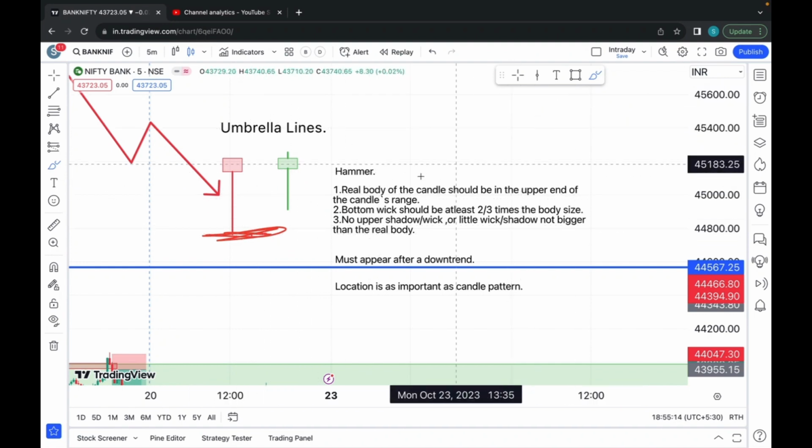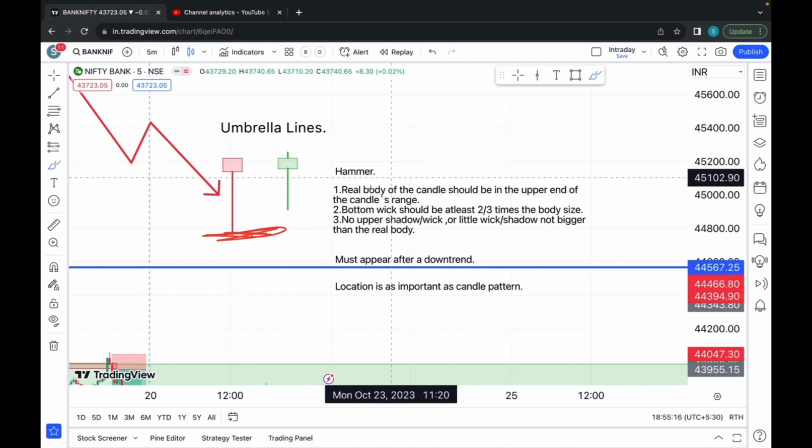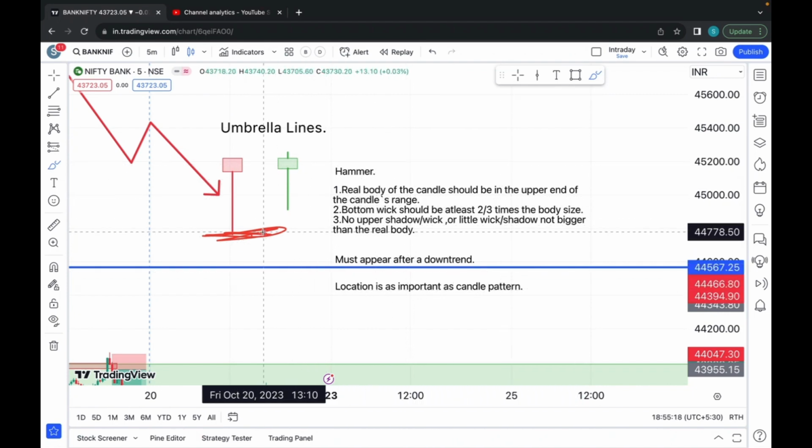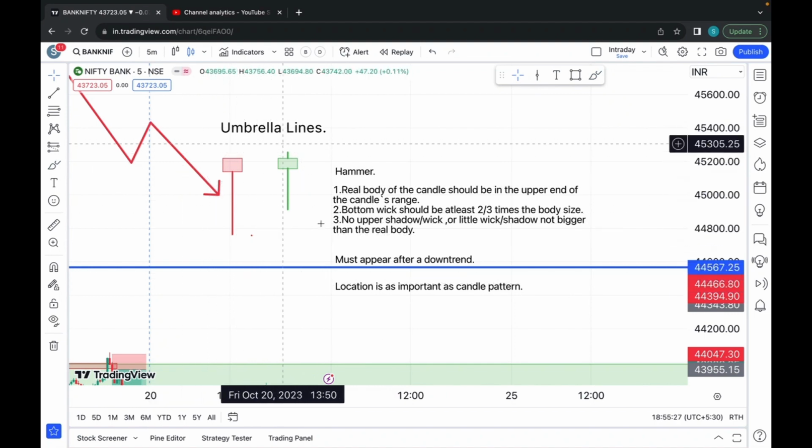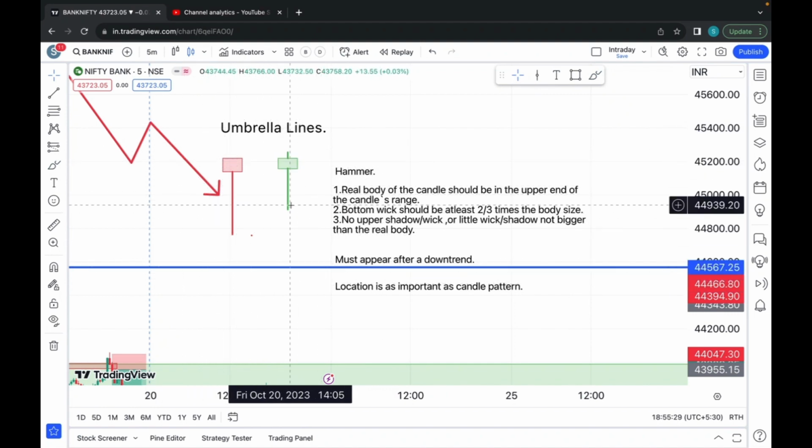Now let's summarize all these points together and let's get into the real market. Let's try to identify this particular candle formation in our daily Bank Nifty charts.